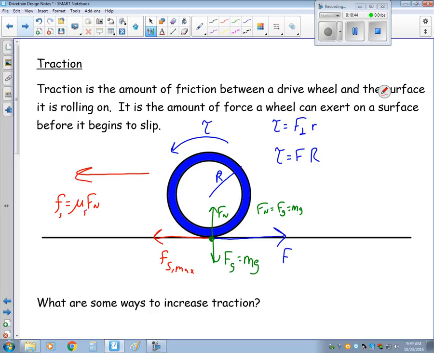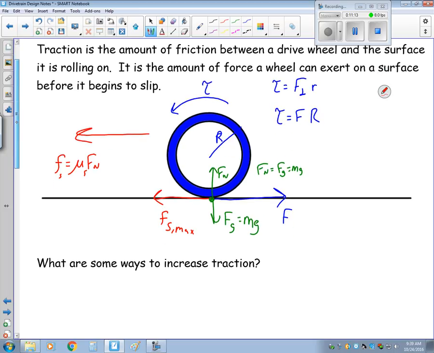And you may be thinking, well, wait a second, the robot's moving. How could it be static friction? And yes, the robot is moving. However, the wheel is not slipping. This is the key to understanding traction. We have to use static friction. We do not want the wheel to slip relative to the floor. So that means that since it's stationary, we have to use the static friction.